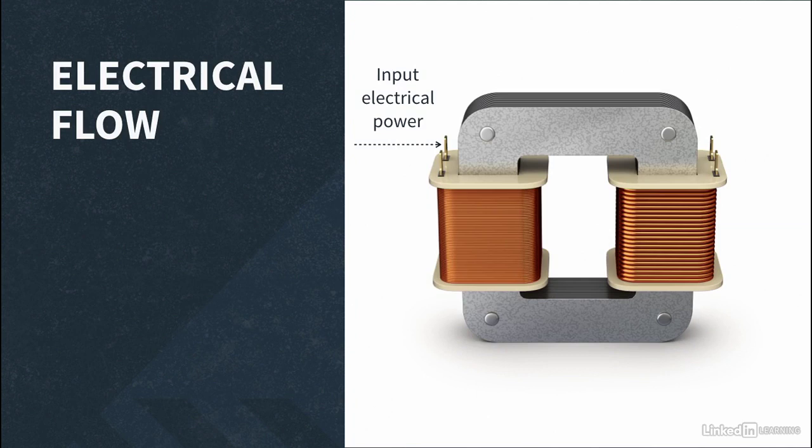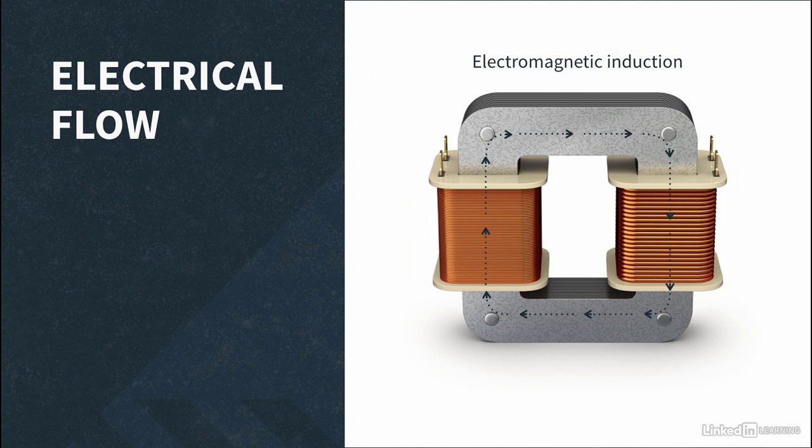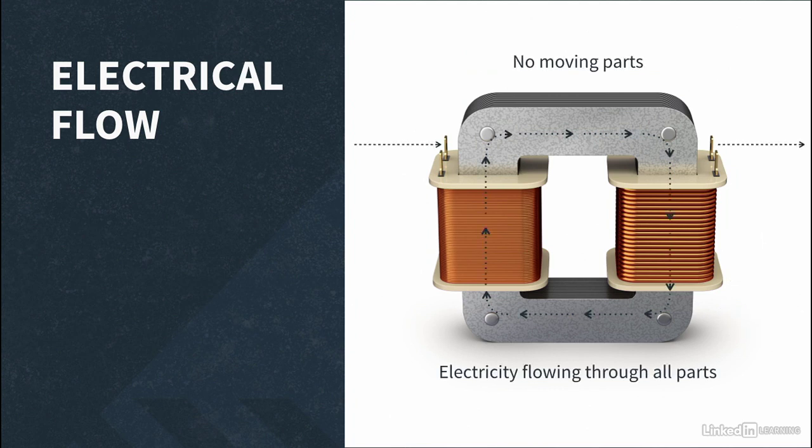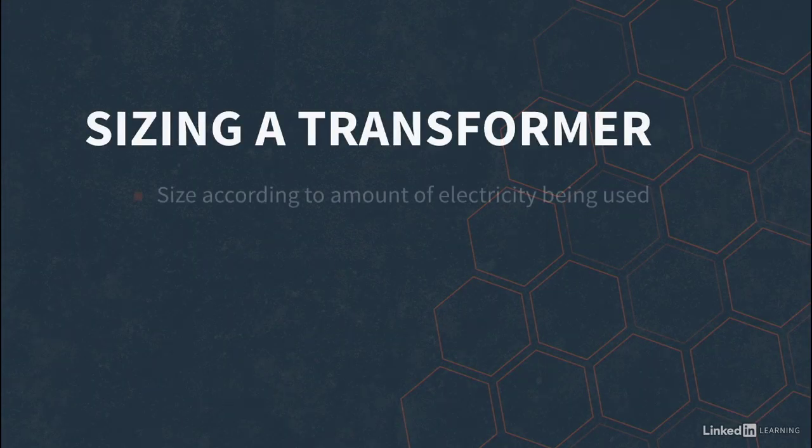Here we see the incoming power, also known as the primary power, coming in on the left side and energizing the primary coil. Then, through magnetism, actually induction, the electricity is transferred to the output or secondary coil. Again, there are no moving parts in the transformer, but the electricity is flowing through all these parts when it's energized. The size of a transformer and its components depend on the amount of electricity that is being used by the circuit attached to it.